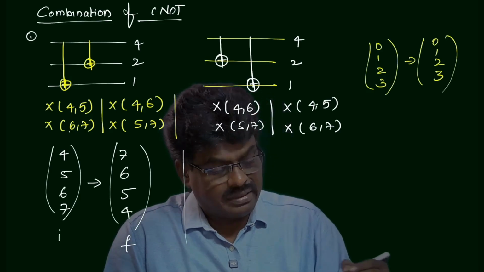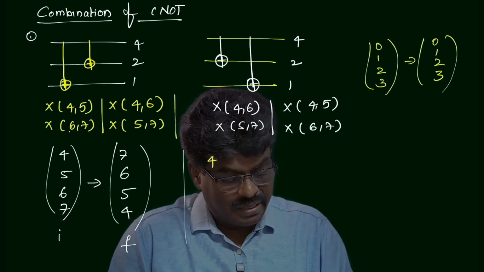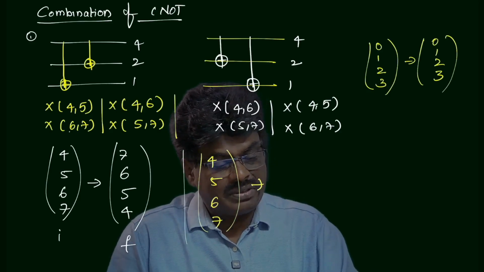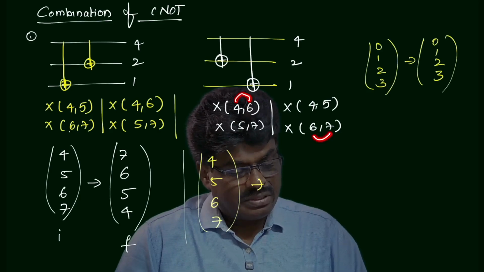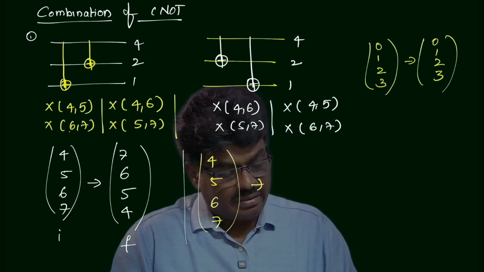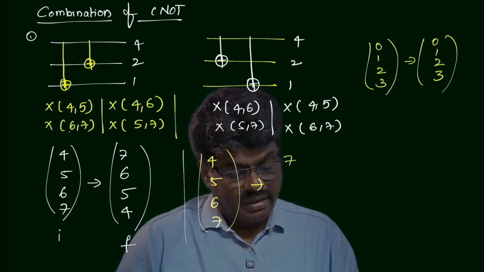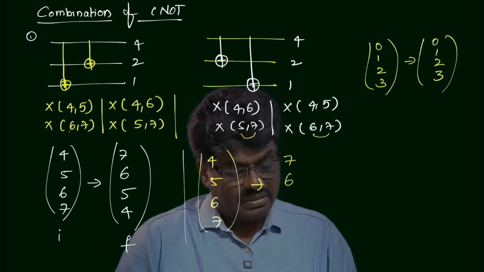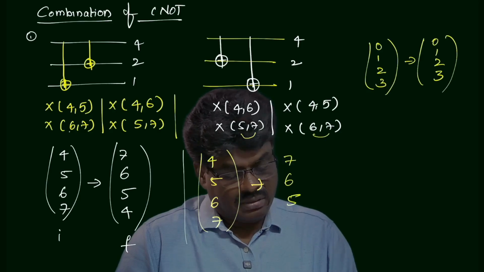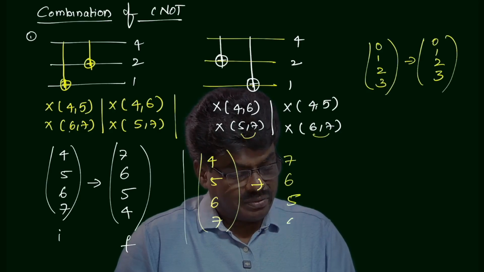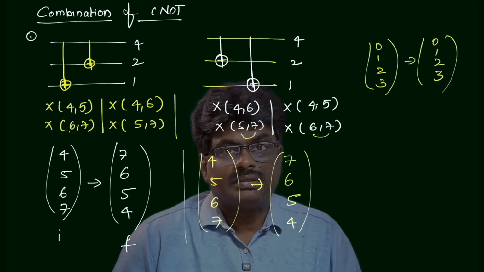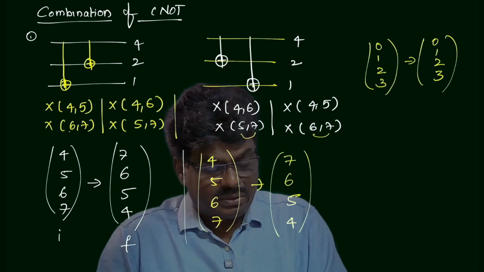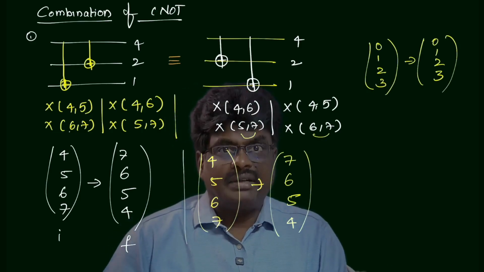Let us check the second circuit. Again, I am taking 4, 5, 6, 7. Now you please try 4 to 6, 6 to 7. That's why it's a 7. Next 5, 5 to 7, 7 to 6, 6. Next 6, 6 to 4, 4 to 5. 7, 7 to 5, 5 to 4, 4. The same. Okay, so that means here we have commutation relation. So these two are equivalent.